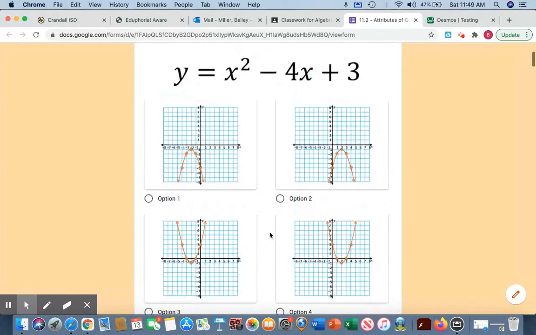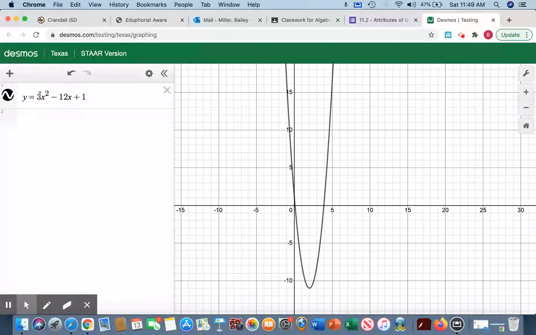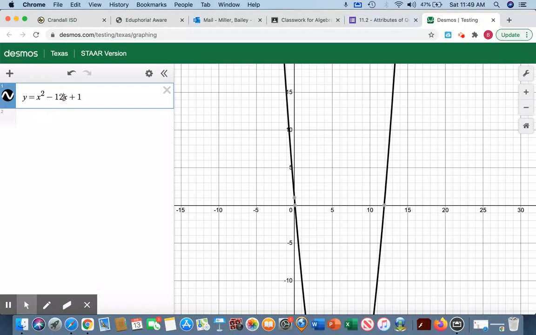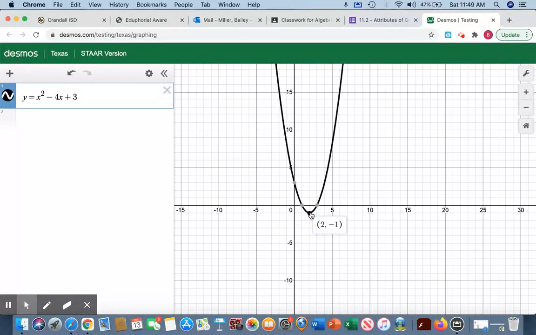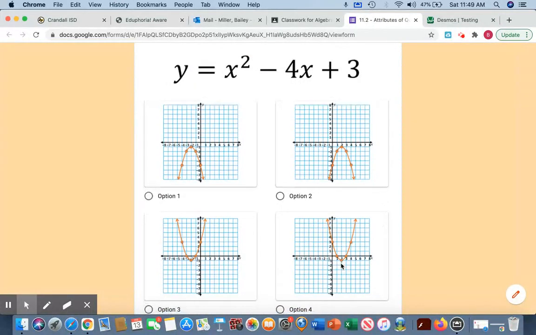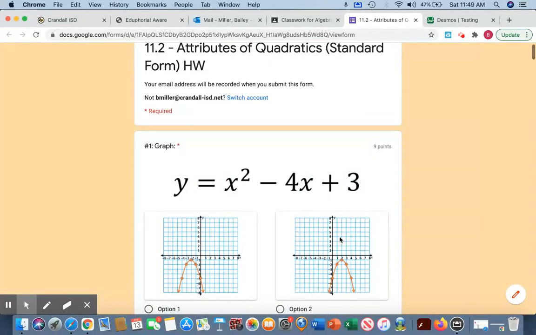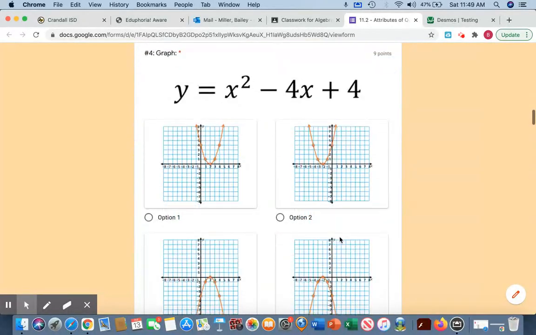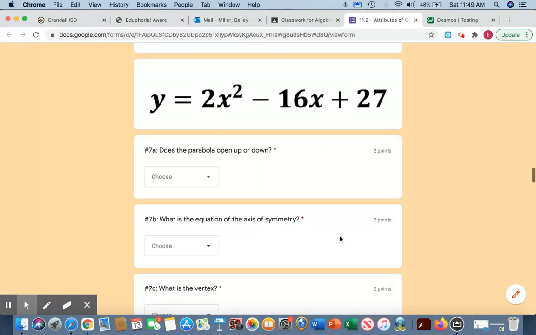Then from there, it has to do with the vertex. So you can use the formula we did, or plug this into Desmos and see what's happening. So x squared minus 4x plus 3. And I can look, my vertex is at 2, negative 1. So I'm looking for the one that's over 2, down negative 1, so option 4. So I think it's a good way to do these graphing ones. You can do them all like that. This is kind of what we did on the notes.